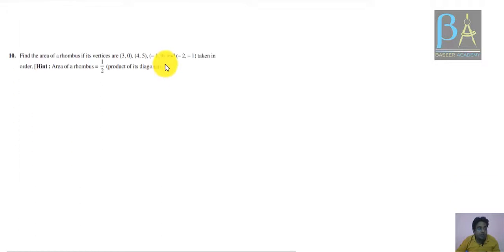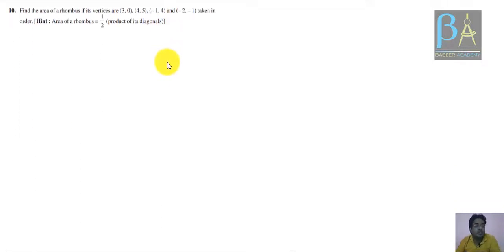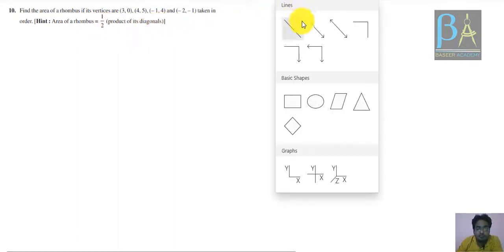Let's now move on to the last question of this exercise. It says, find the area of a rhombus if its vertices are (3, 0), (4, 5), (-1, 4), and (-2, -1) taken in order. And it gave me a hint also. Area of a rhombus is half the product of its diagonals.